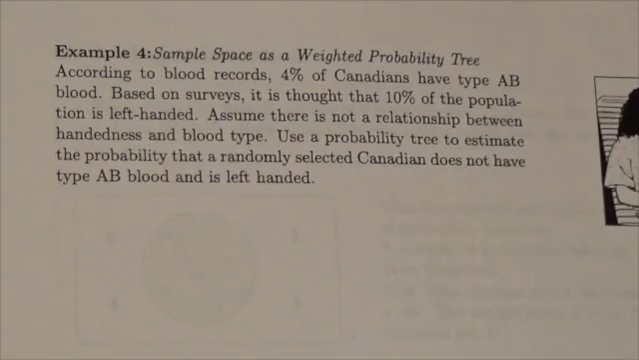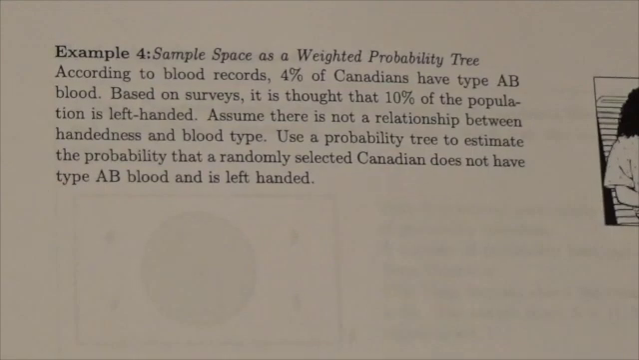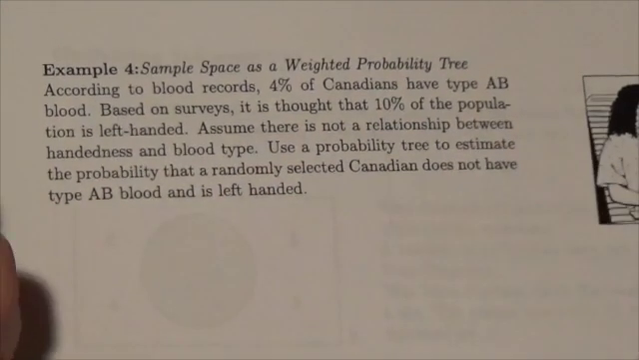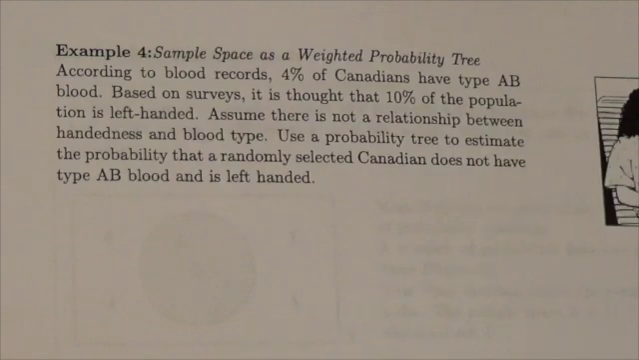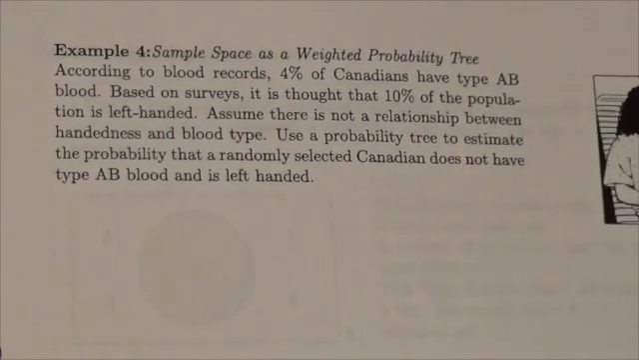Alright, hi everybody. This is the IB package. This is topic 1, example 4. We're going to use a sample space as a weighted probability tree. So I'll show you what that means in just a couple seconds here.